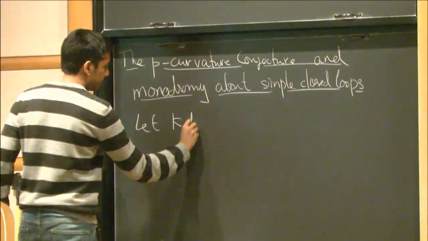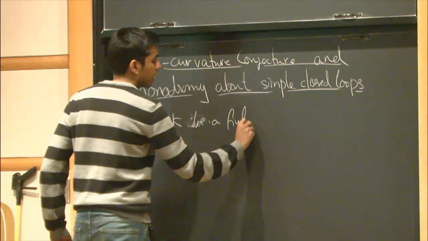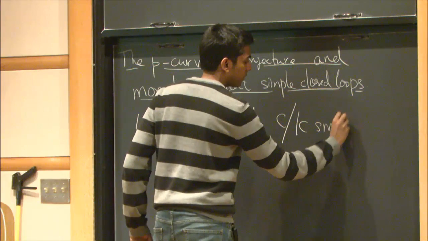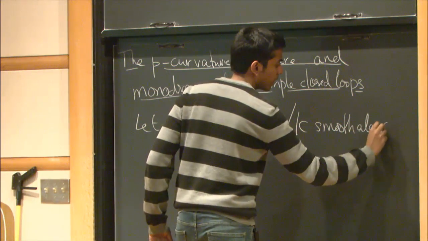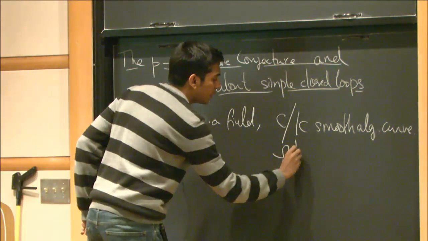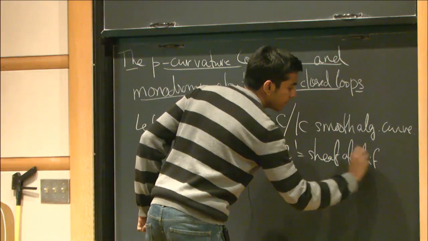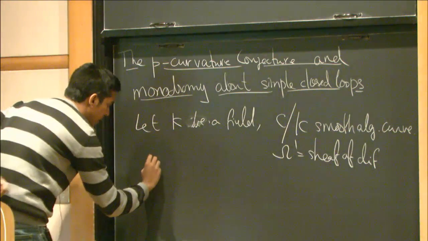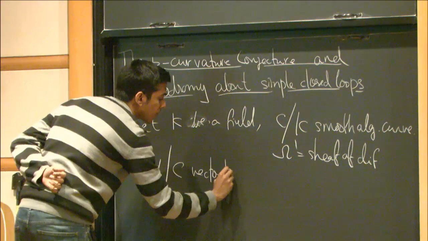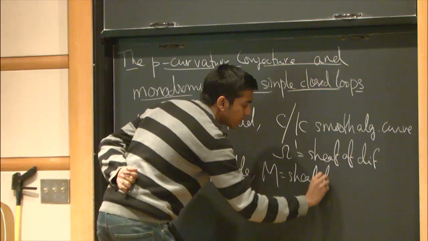So K is going to be a field. And C over K is going to be a smooth algebraic curve. And omega 1 will denote the sheaf of differentials. So C is always going to be equipped with V, a vector bundle, and we'll denote by M its sheaf of sections.